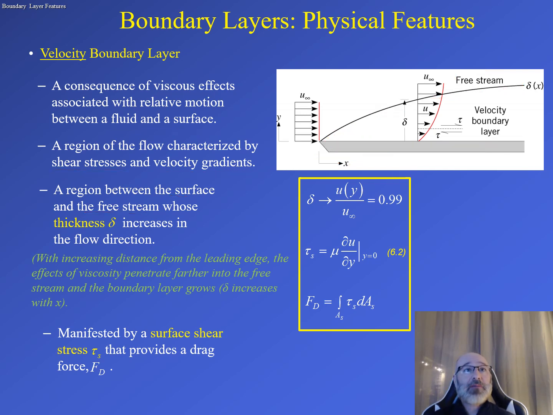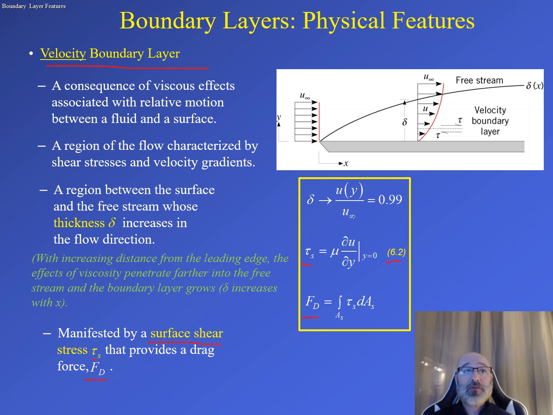Now our velocity boundary layer is going to be manifested by a surface shear stress, or tau sub s. Now this is also going to provide a drag force, or F sub d. So this surface shear stress, tau sub s, is given by equation 6.2 in our textbook. So we have this relationship here, and we can see our F sub d is right here.